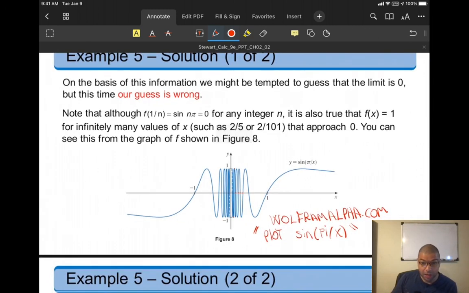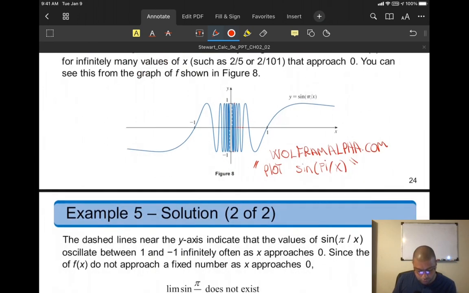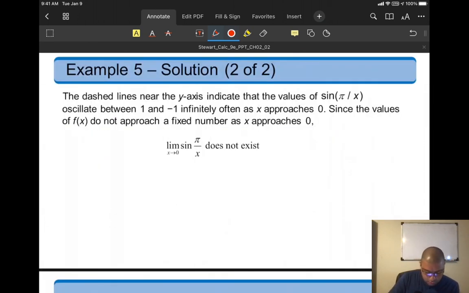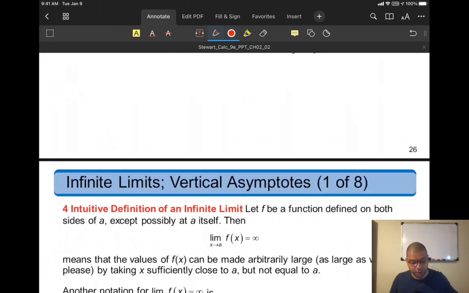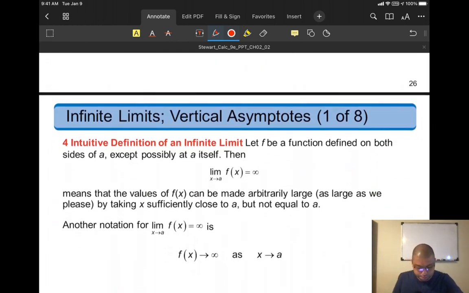Okay? Again, if this is a new idea, stop, think about it. And this is the solution. The limit does not exist. Okay? Let's talk about infinite limits. Again, close up the intuition on this.